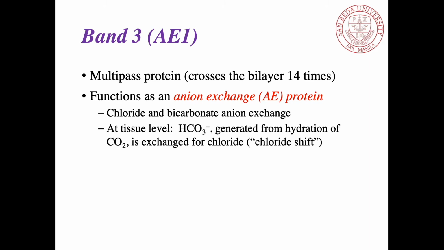At the tissue level, where levels of carbon dioxide are high due to normal metabolic processes, bicarbonate ions that are generated inside the erythrocyte from the hydration of carbon dioxide catalyzed by carbonic anhydrase are exchanged for chloride ions. This exchange is sometimes termed the chloride shift.